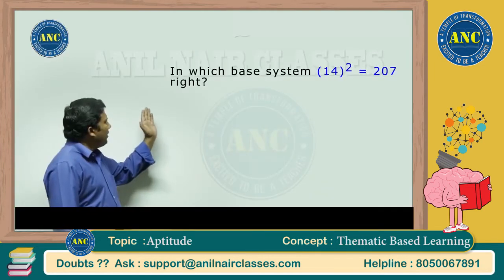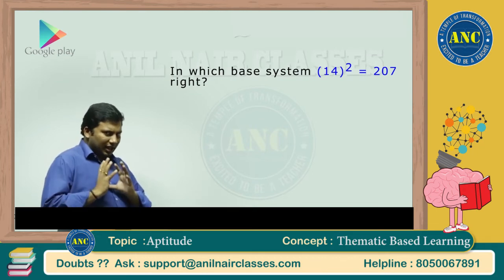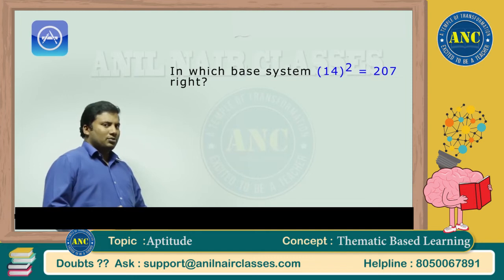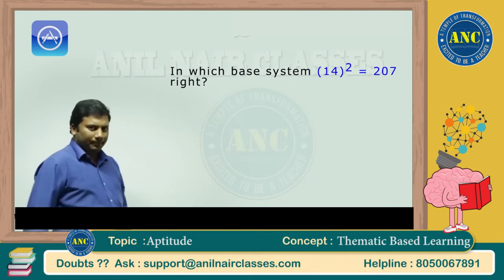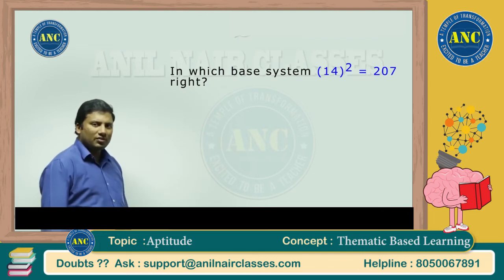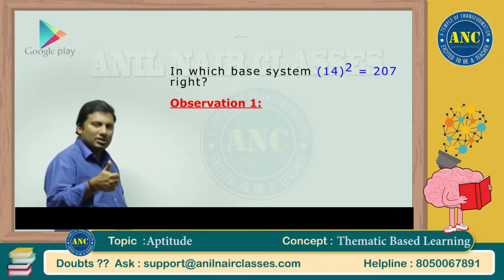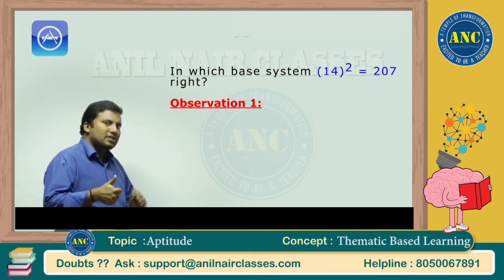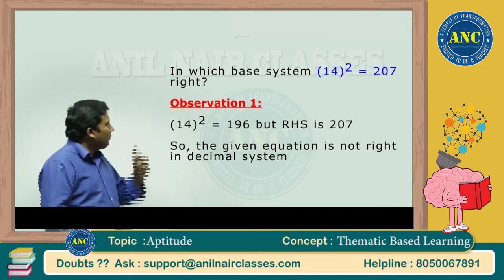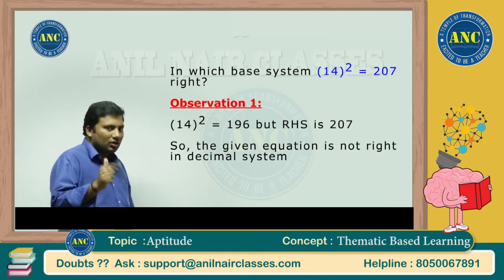Thanks a lot. In which base system is 14 whole squared equivalent to 207? Listen carefully to this approach. If you understand this approach, any other problems you can solve without using a pen. In which base system is 14 whole squared equivalent to 207? Observation 1: this question is incorrect in the decimal system because in the decimal system 14 whole squared is 196. But on the right hand side, the value is given as 207.